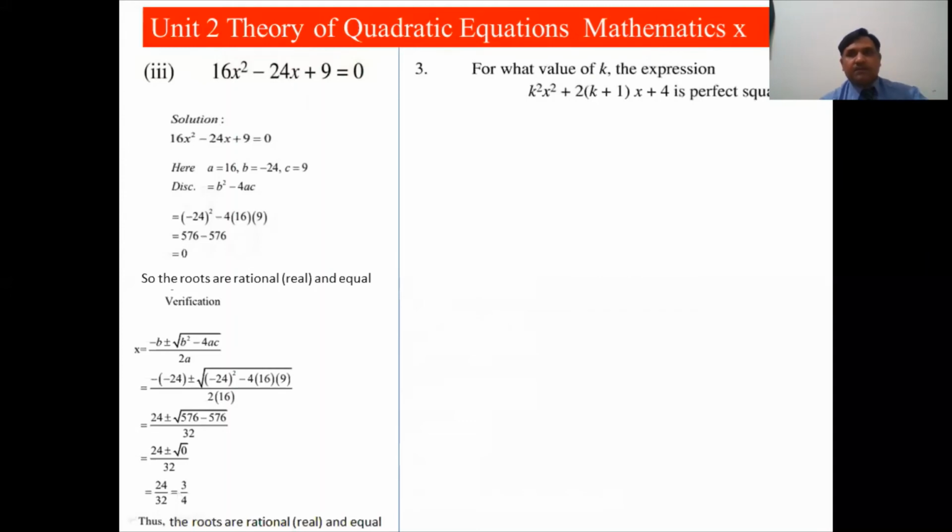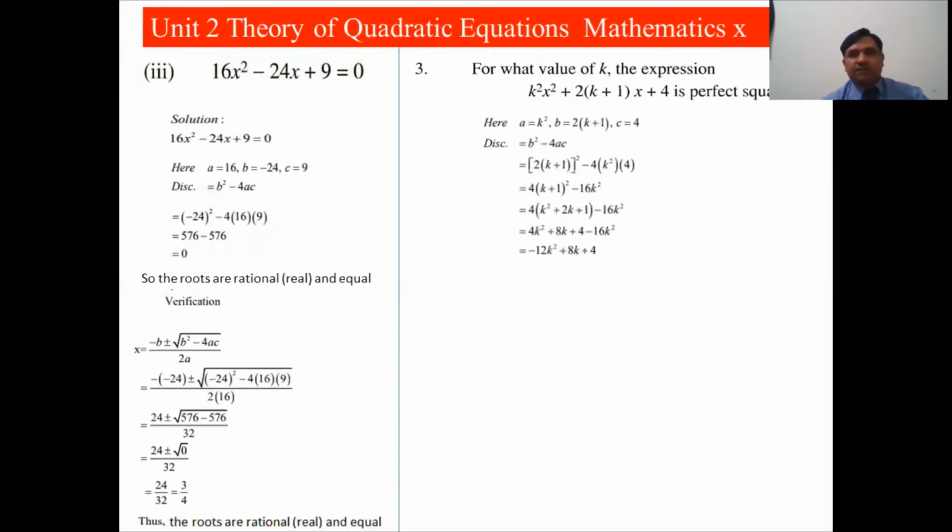Question number 3. For what value of k is the expression k square x square plus 2 into (k plus 1) x plus 4 a perfect square? So we are given that this whole expression is a perfect square. It means that the roots are repeated, and so the discriminant must be equal to 0. So to find the value of k, we put the discriminant equal to 0.